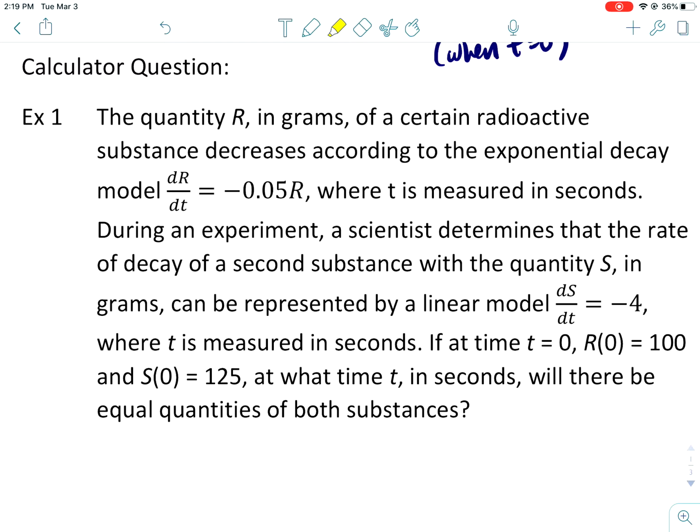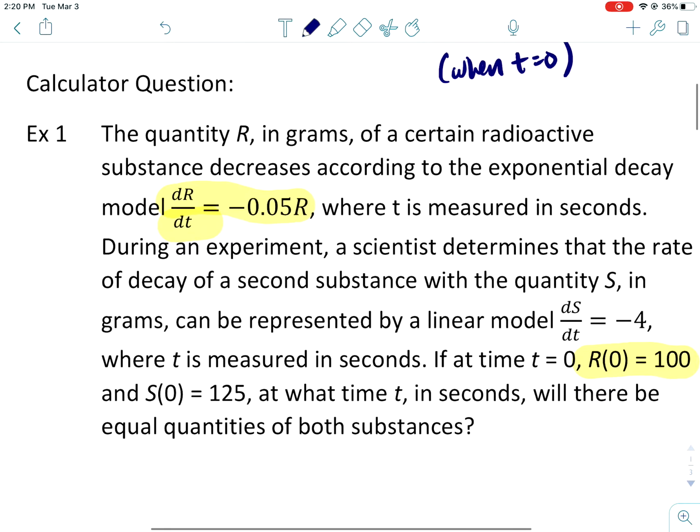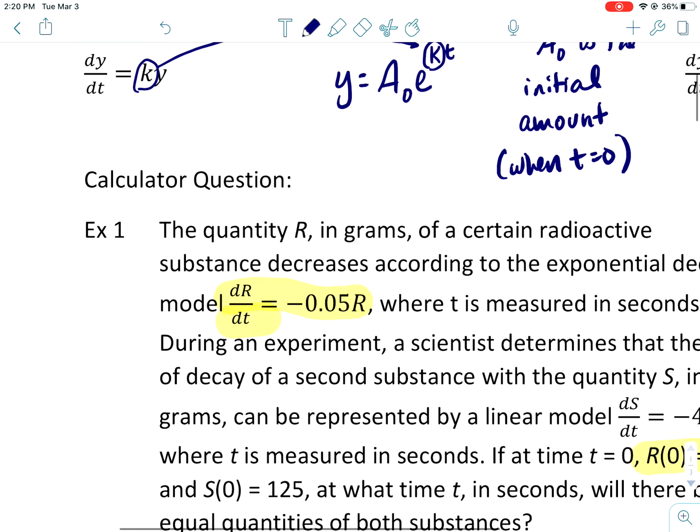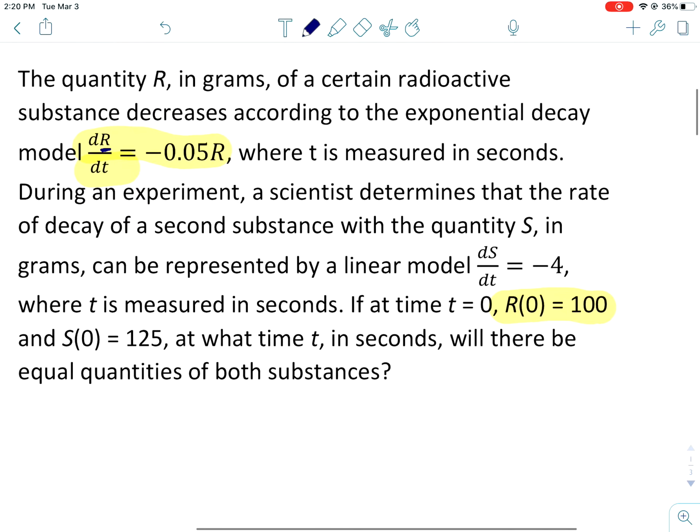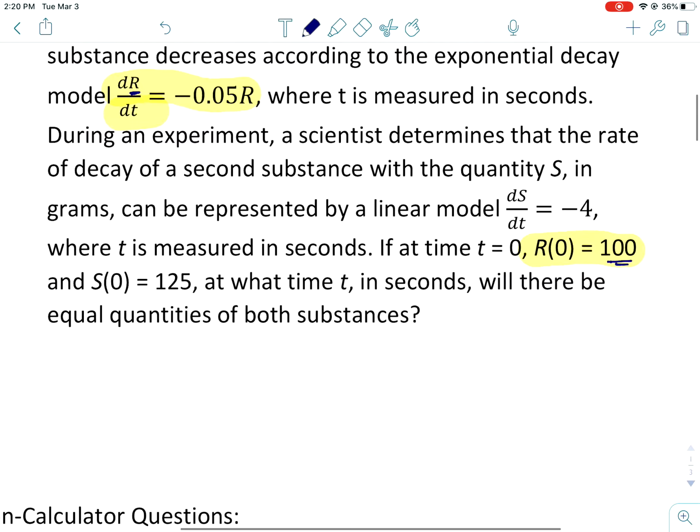Okay, that's a lot of words. So let's just start off with R. I'm going to highlight the stuff that tells you things about R. Now, it tells you in the words that R is exponential decay, but we could know that if it didn't tell us, because for a differential equation, if the model is a number times a constant that matches with the numerator, then it's exponential growth or decay 100% of the time. So that is exponential, and then we know our initial value.